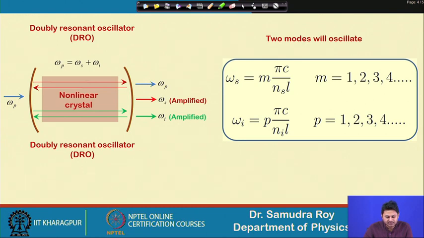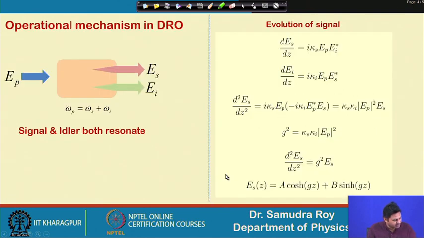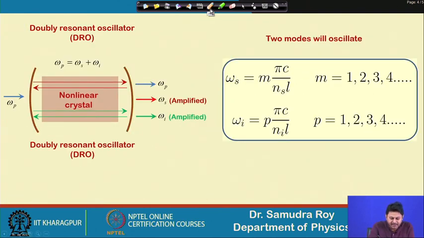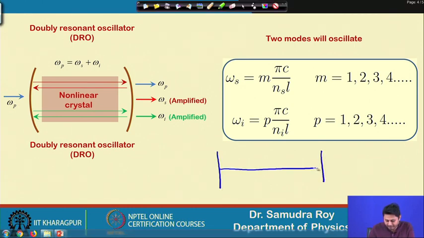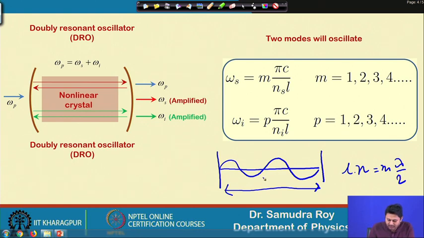We know that these modes can be calculated by the boundary conditions that we impose, and in a cavity we always do that. If this is a cavity, there are a few modes that are going to vibrate, and there is some boundary condition. For example, this optical length L multiplied by n has to be an integer multiple of lambda by 2. Because if you see here, we have a mode where these two points are fixed points.